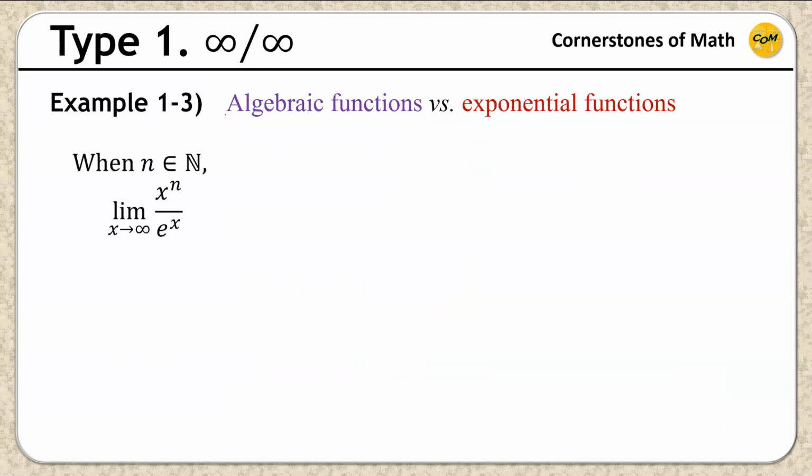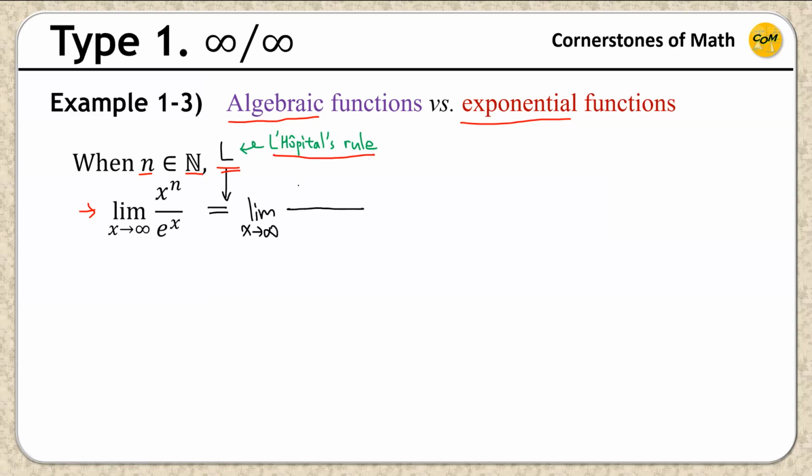The third example is the comparison of growth rates between algebraic functions and exponential functions. That is, when n is a natural number, let us investigate this limit. We have to use the famous L'Hopital's rule, which I will just denote as L throughout this video. Then we obtain n times x to the power of n minus 1 divided by e to the power of x. And if we use L'Hopital's rule again, we obtain n minus 1 times x to the power of n minus 2 divided by e to the power of x.